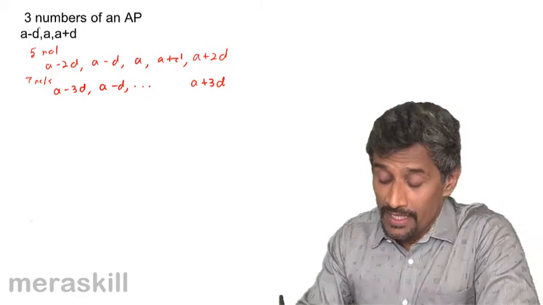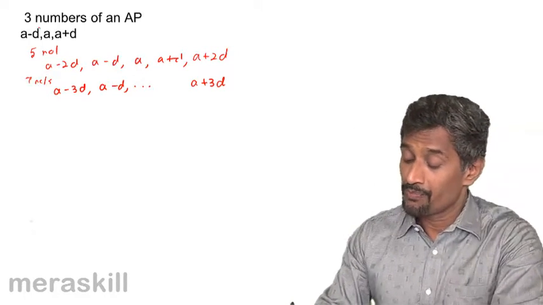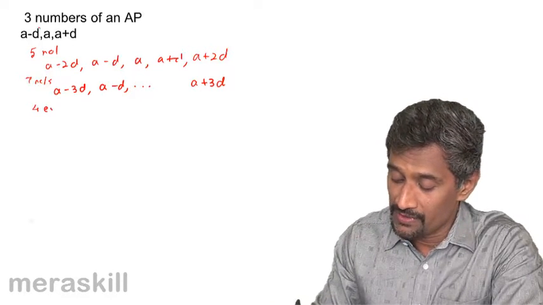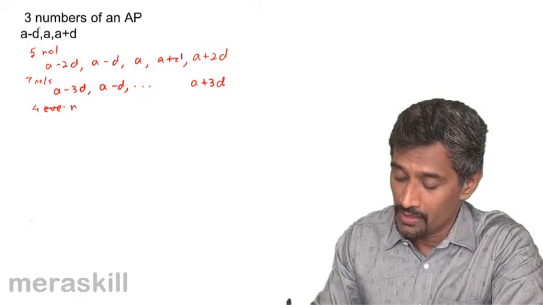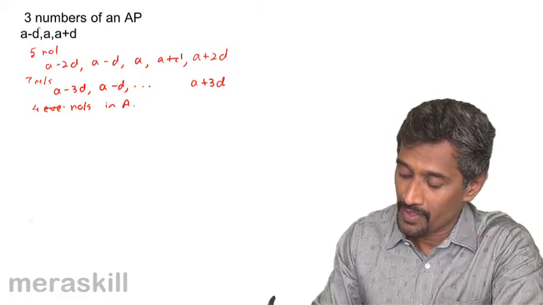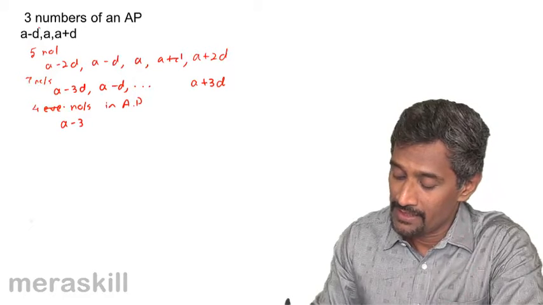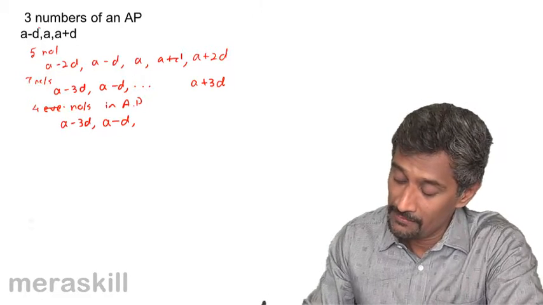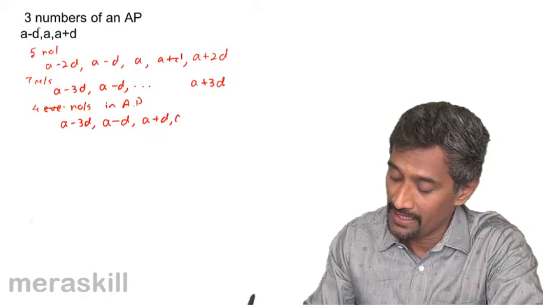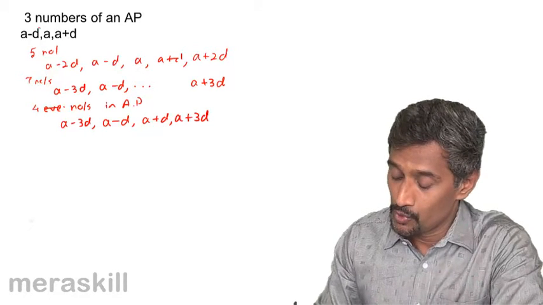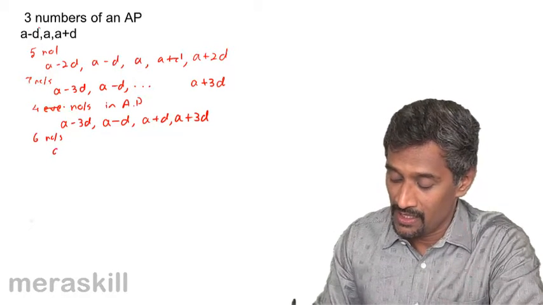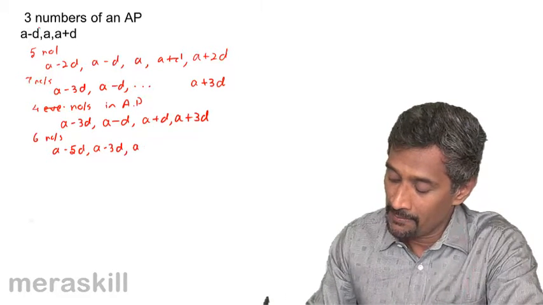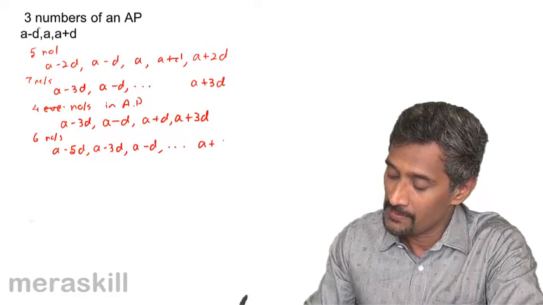And suppose it is an even number of terms, in that case the difference has to be maintained. Suppose we have 4 terms in AP, in that case we take it as a minus 3d. Next one would be 2d more than this, that is a minus d, further 2d more, a plus d, and a plus 3d. And suppose it is going to be 6 numbers, we start with a minus 5d, a minus 3d, a minus d, up till a plus 5d.